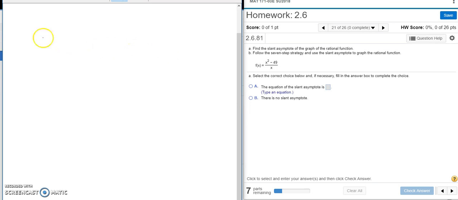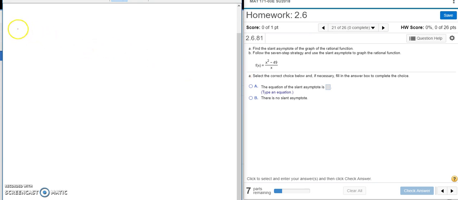So, for slant asymptotes, the degree on top needs to be exactly one higher than the degree on the bottom. That's how we know we have a slant asymptote, other than the fact that obviously it's asking for the slant asymptote. In order to find the slant asymptote, we are doing the division that is listed in the fraction. So x squared minus 49 divided by x.